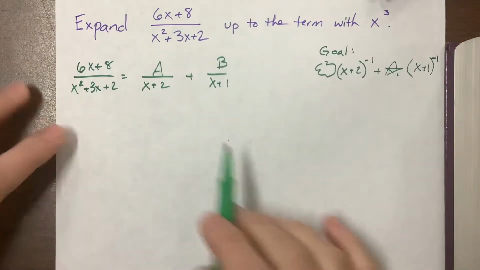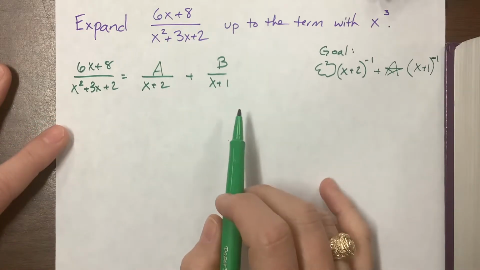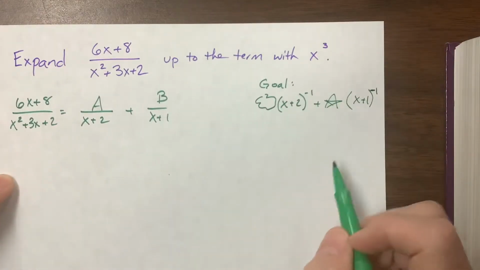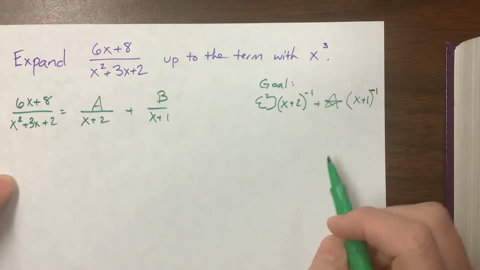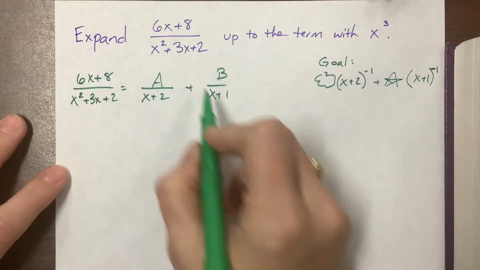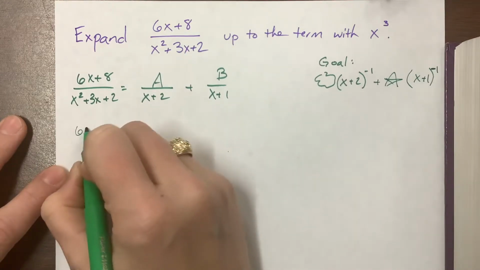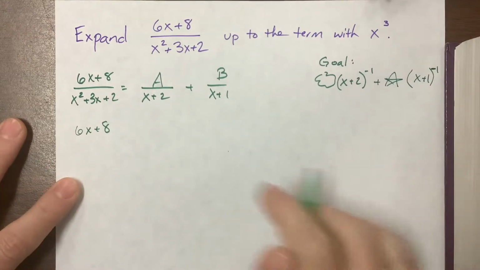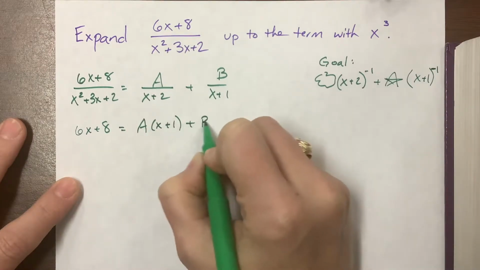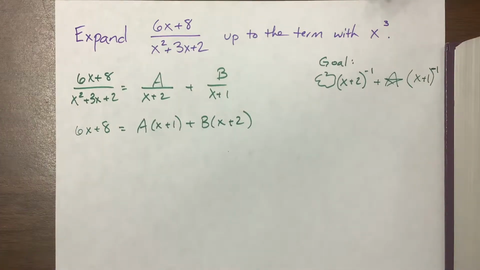Okay, so first we have to remember how to, or learn how to, put this into partial fractions, and then we have to remember what we do when we have a non-positive integer exponent. So if I were to work backwards, going back this way, I would have that my numerator is equal to a times x plus 1 plus b times x plus 2. And the goal is to solve for a and b.